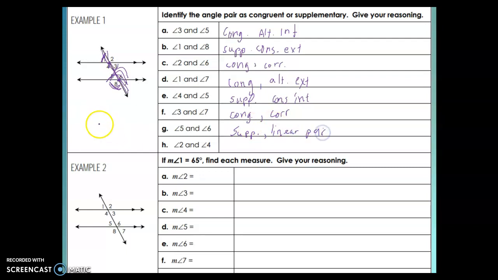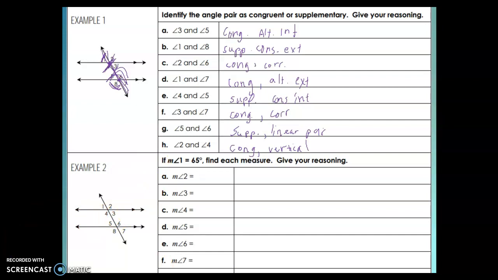And last but not least, 2 and 4. It's kind of hard to see, but here's 2, here's 4. And they are congruent, not because of any special rules we've learned today, but because of one we learned already before, because of the vertical angle theorem. They are vertical angles. All right, again, what I want you to do is pause the video here just for a second and see if you can figure out the rest of this slide here.